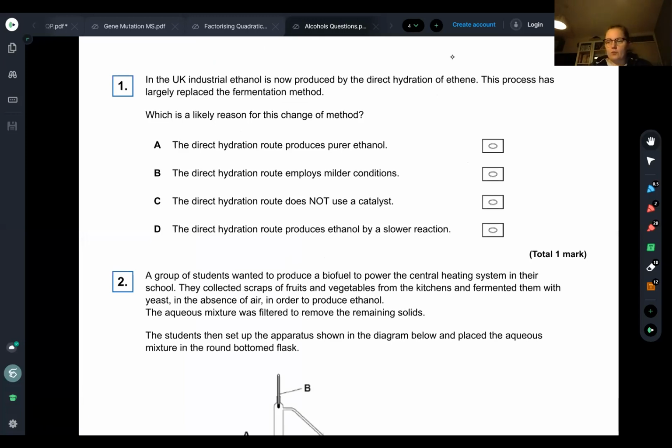So our first one here: in the UK, industrial ethanol is now produced by direct hydration of ethene. The process has largely replaced the fermentation method. Which is a likely reason for this change of method? So why might they have done it?